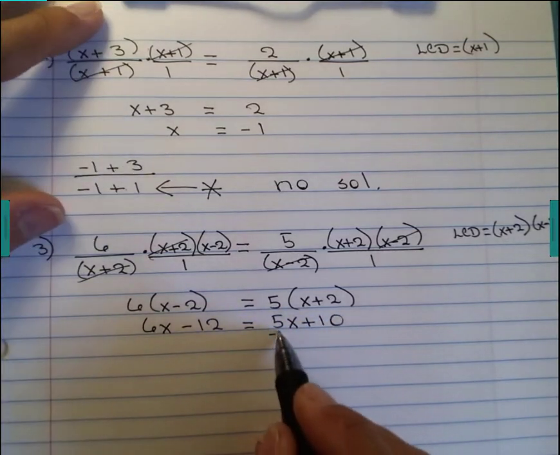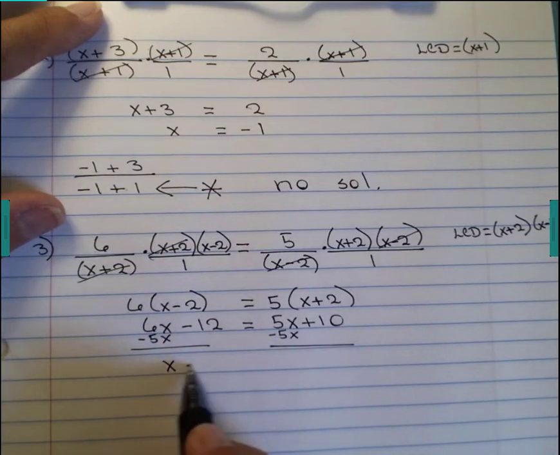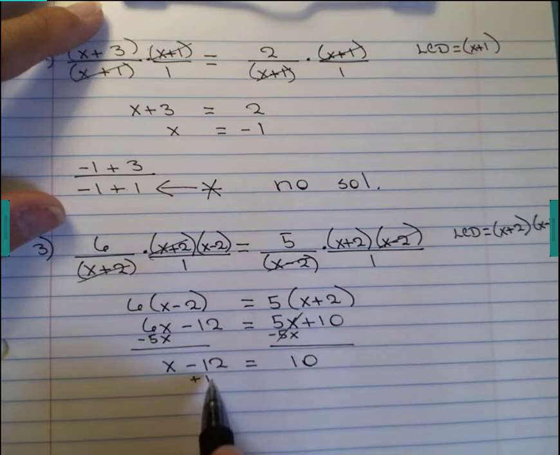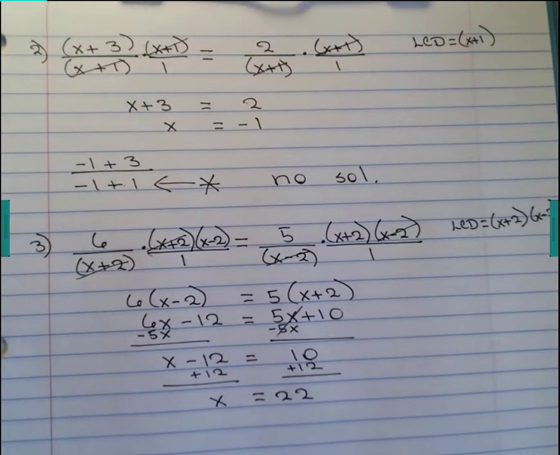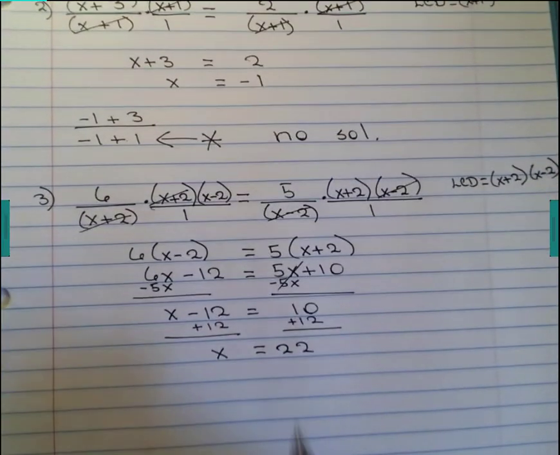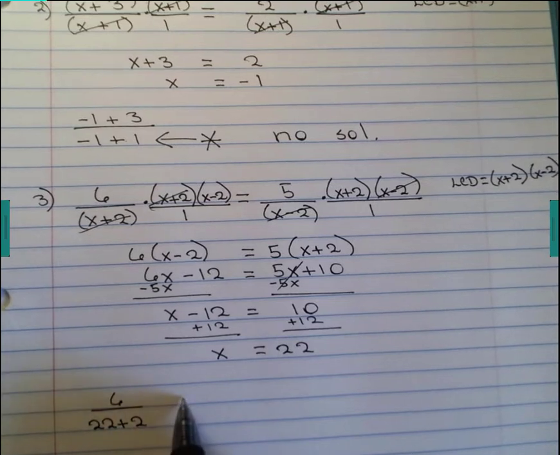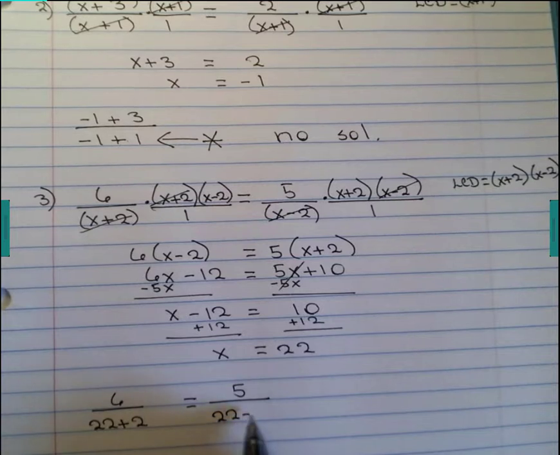Let's see what happens. We're going to subtract 5x from both sides, aren't we, to get this started? I end up with x minus 12 is equal to, those cancel, positive 10. I'll add 12 to both sides. And I end up with x is equal to 22. So, to check this, all I would do is plug 22 for x back in the original problem. It would be 6 over 22 plus 2 is equal to 5 over 22 minus 2.